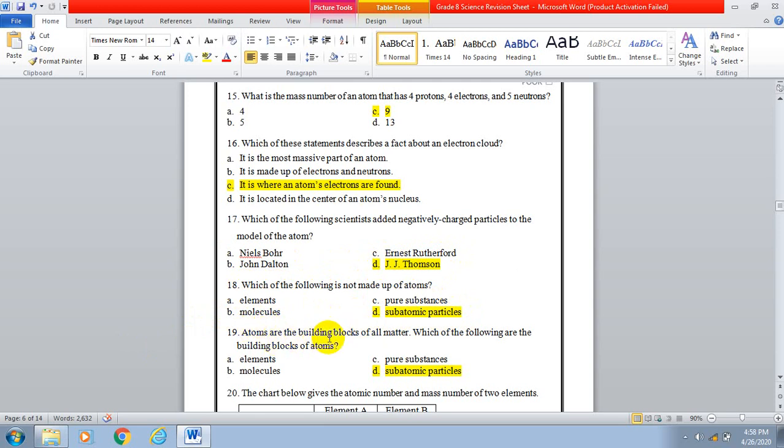Atoms are the building blocks of all matter. Which of the following are the building blocks of an atom? A. Elements. B. Molecules. C. Pure substances. D. Subatomic particles. Okay.